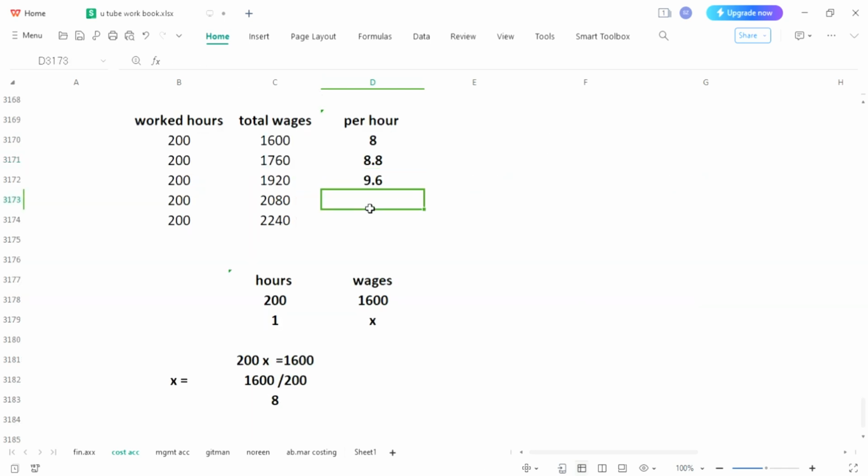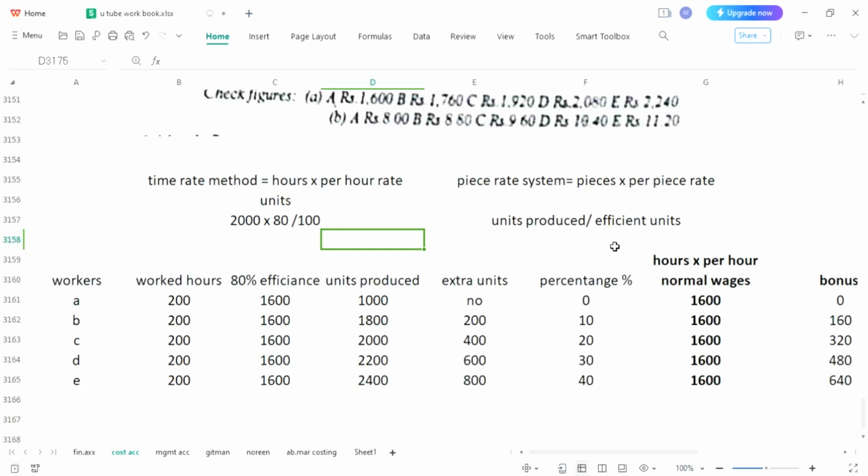In a similar way, for workers A, B, C, D: worker D 2080 and 200 number of hours. Worker E 2240 and number of hours 200. In this way you have calculated per hour for D and E: 10.4 and 11.2. In this way all answers are viewed again.